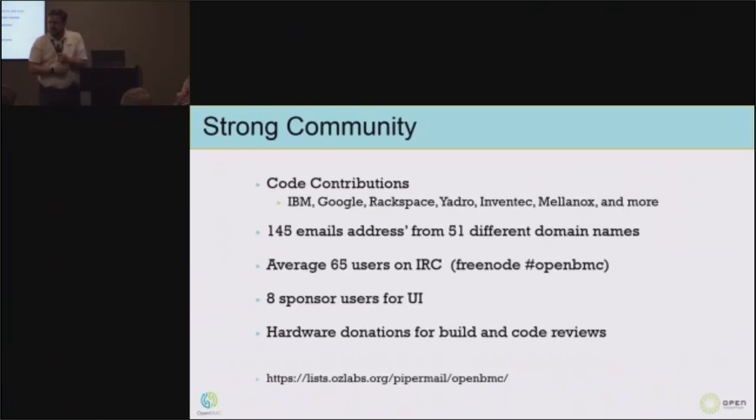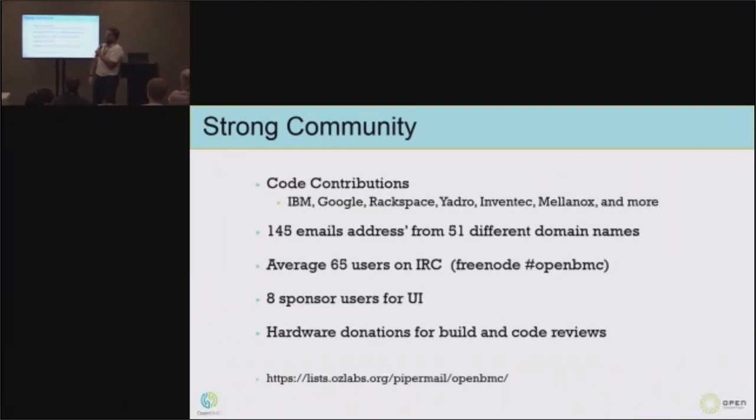Okay, so let's talk about the community a little bit. So right now, code contributions to the github.com/OpenBMC repository: IBM, Google, Rackspace, Yadro, Inventec, Mellanox, and a whole bunch more. Right? These are all people that are putting code back into the community. Inside our mailing list, this has grown now, so now it's 145 email addresses and 51 different domains, right? That is different people from around the world all getting together, talking about it.